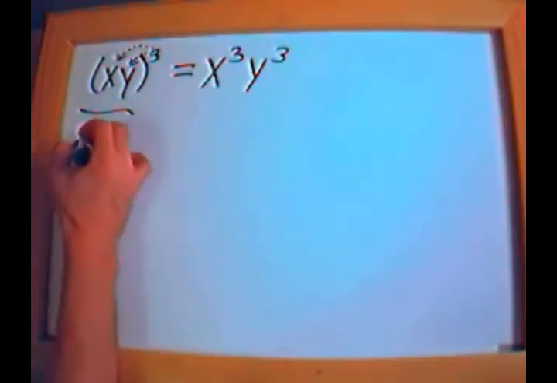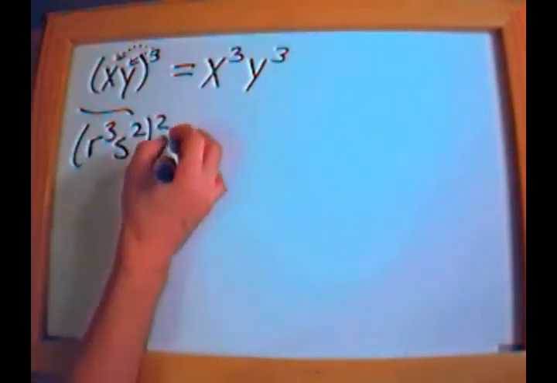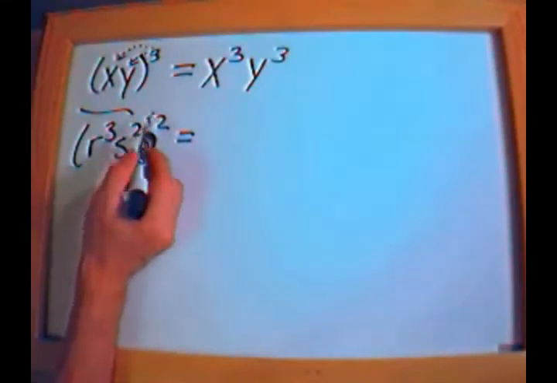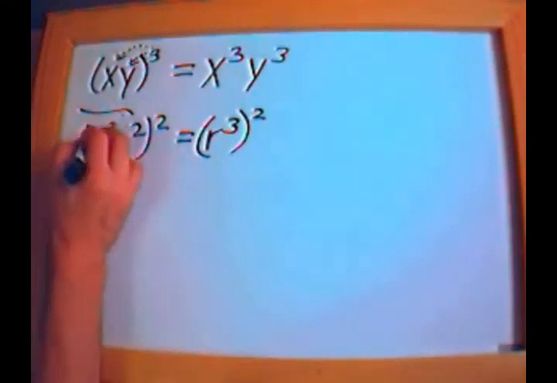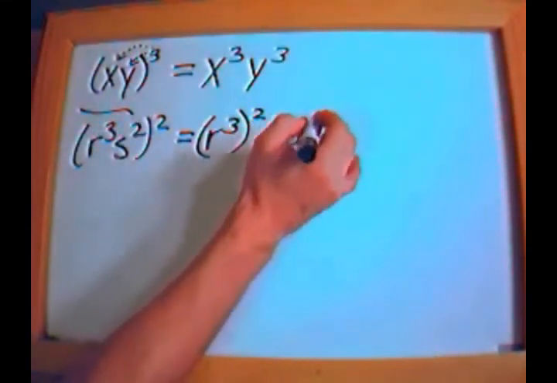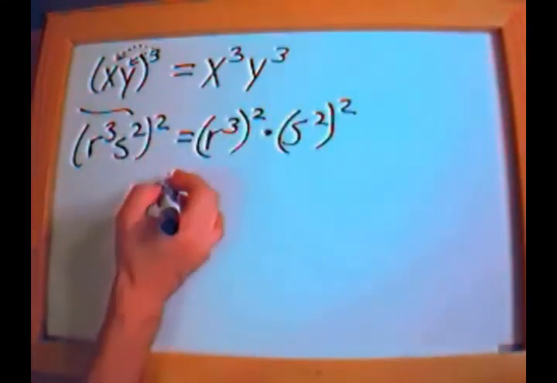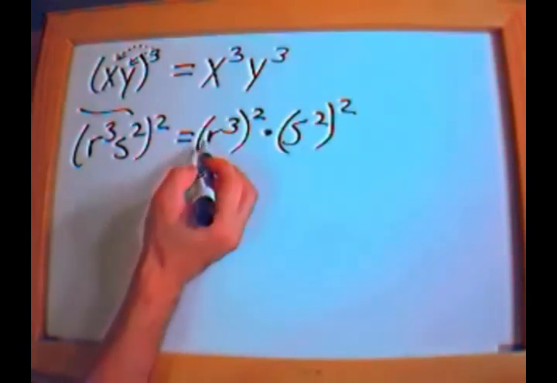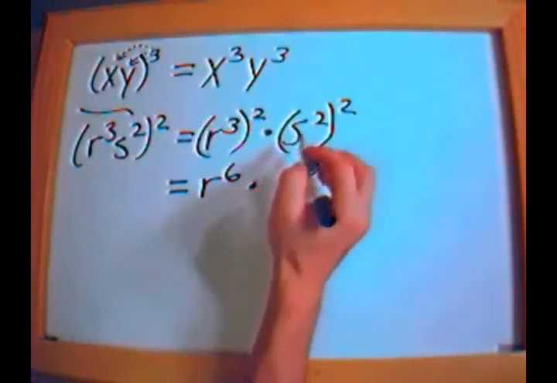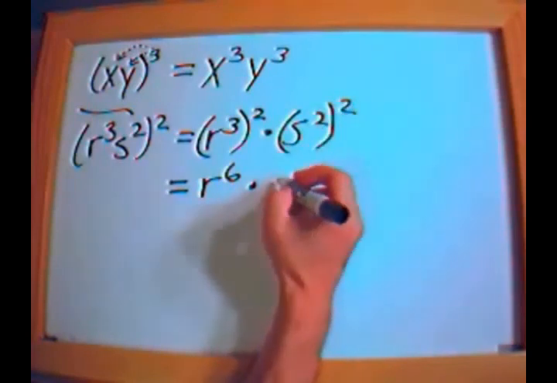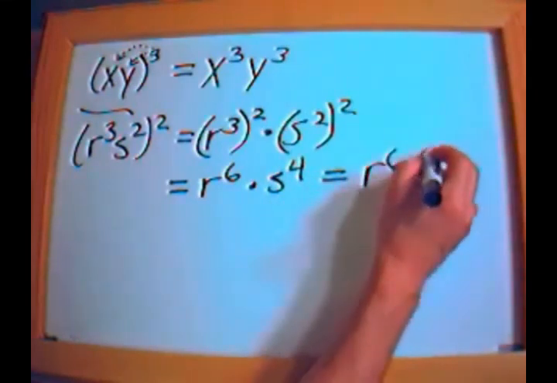Okay, what if I have r to the third times s squared all raised to the second power? Again, I've got r to the third raised to the second power, because I distribute this 2 in. This quantity is raised to the second power, multiplied by s squared quantity raised to the second power, because this thing is going to be raised to the second power. And then when I simplify this, r to the third raised to the second power is r to the 6th, because 2 times 3 is 6, multiplied, and then s to the second power raised to the second power is going to be s to the 4th. And just simply writing this together is r to the 6th, s to the 4th.